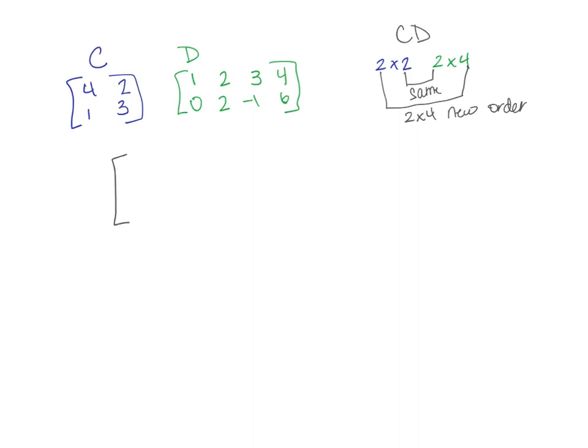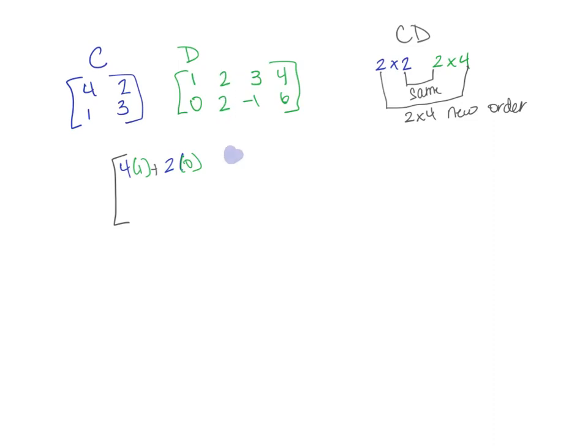Just like we were talking about previously, to figure out this first entry, row 1, column 1, I'm going to look at the first row and the first column. So I am going to have 4 times 1 plus 2 times 0, right? And I'm just going to keep going across. So my first row, second column is going to be my first row and my second column.